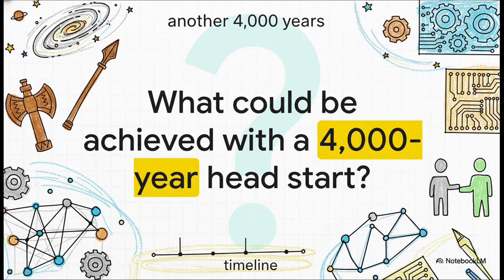And that just leaves you with this one absolutely mind-blowing question, right? Think about everything humanity has accomplished in the last 4,000 years. We went from building the pyramids to landing rovers on Mars. So what could a civilization possibly achieve with another 4,000-year head start? What would that future even look like? It's an incredible thought to end on.